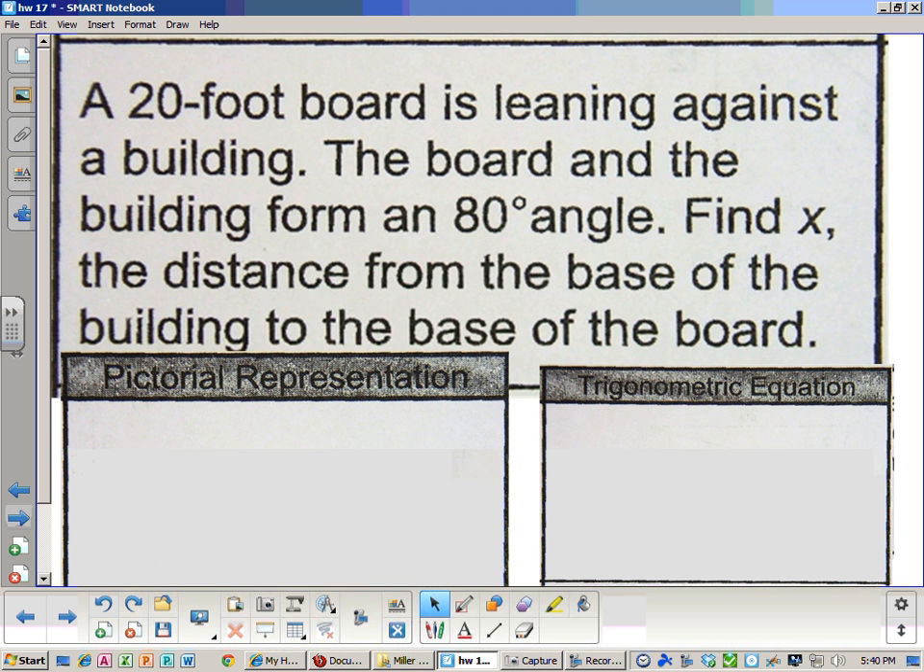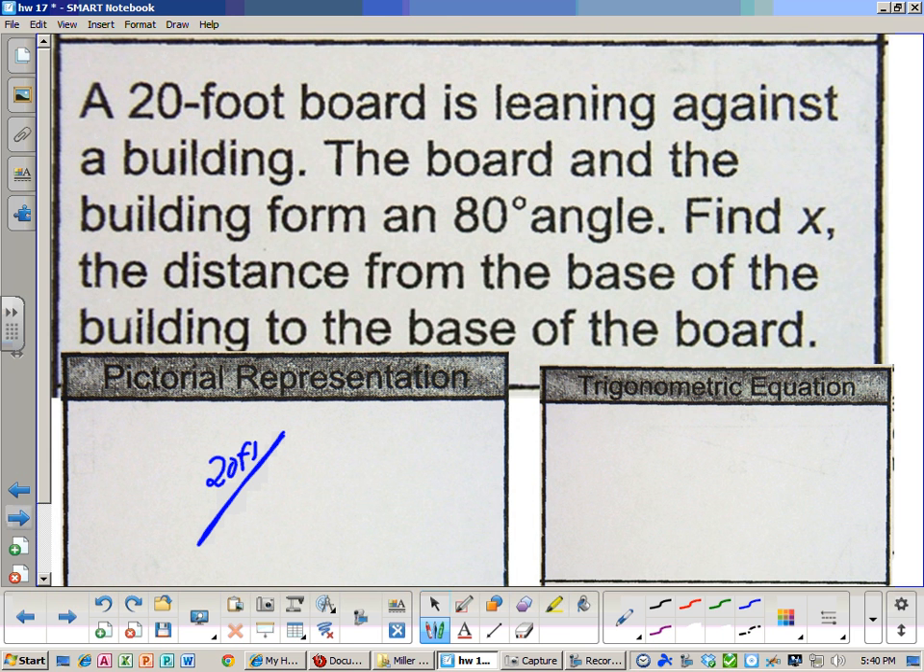A 20-foot board is leaning against a building. So let's see here. We got a 20-foot board leaning against a building. Here's a 20-foot board. And here's our building, right? Okay. The board and the building form an 80-degree angle. The board, which is this, the building, which is this, make an 80-degree angle.